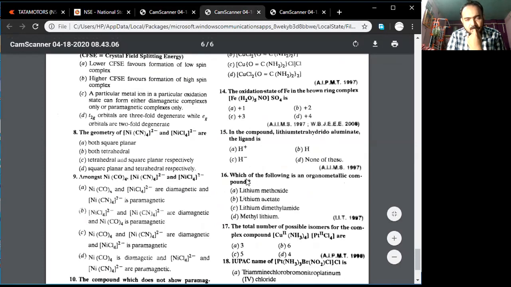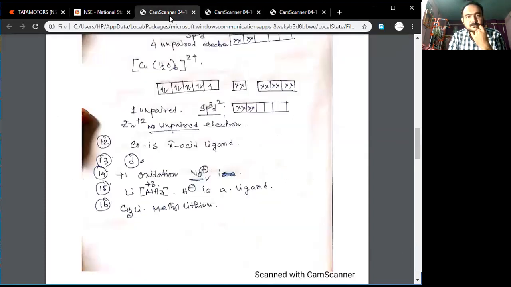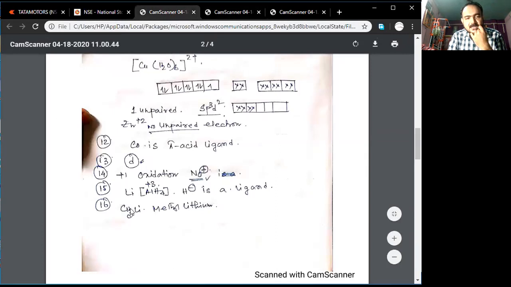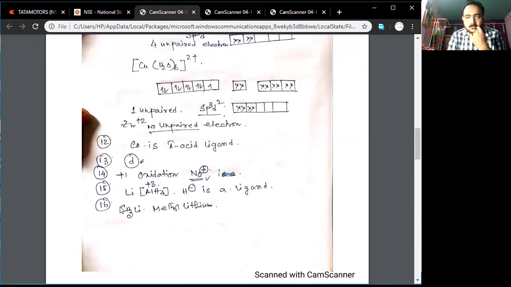The next one, which of the following is an organometallic complex? Organometallic complex means there should be a direct bond between the metal and the organic moiety. That is, methyl lithium is the answer, because there is a direct bond between CH3 and Li. Like this, Grignard reagents, CH3MgBr, are also organometallic compounds. So in today's video, I will end the video here.